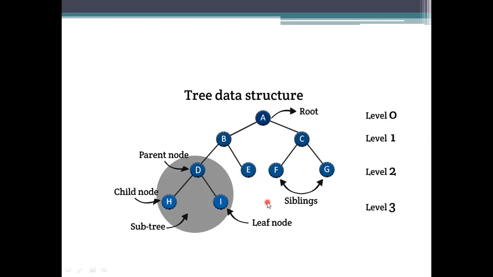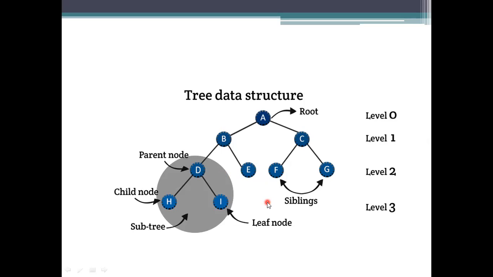A will act as the root node, and its child nodes will be B and C. D and E are children of B, H and I of D, and F and G of C. B and C are siblings, and D, E, F, G, H, I are siblings here.